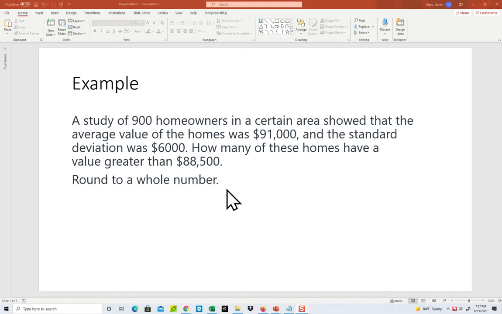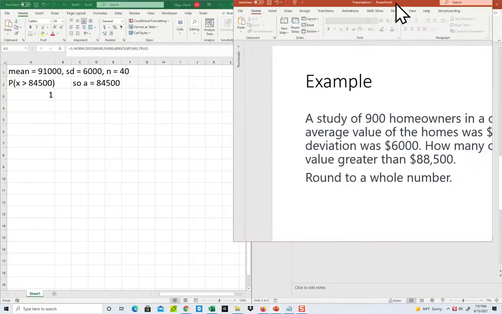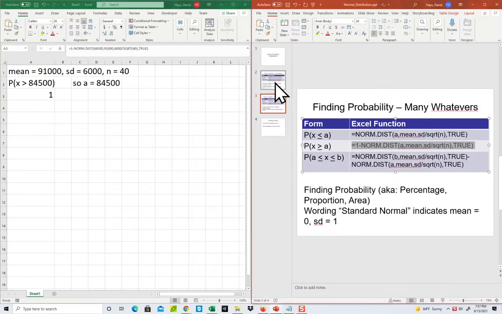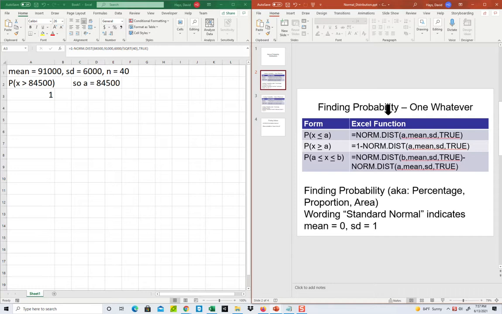You might think, well, there's many because there's 900. No, we're looking at the probability of a single home, and then we're going to take that probability and multiply it times the 900. Yeah, it's kind of a strange one. Not as easy as the other ones. So we are talking about the one home. That's right here.